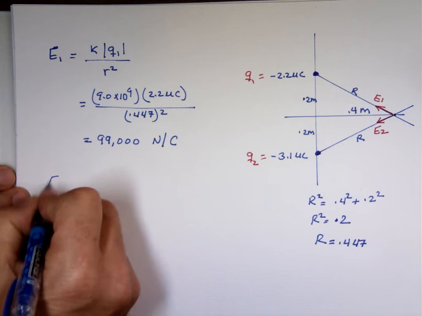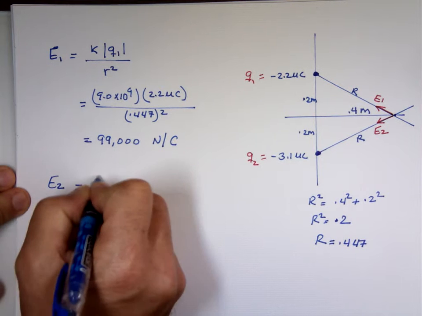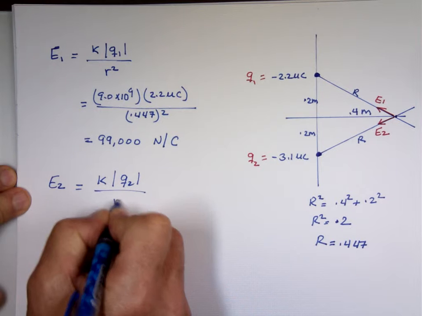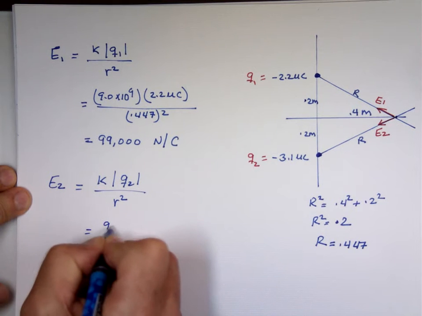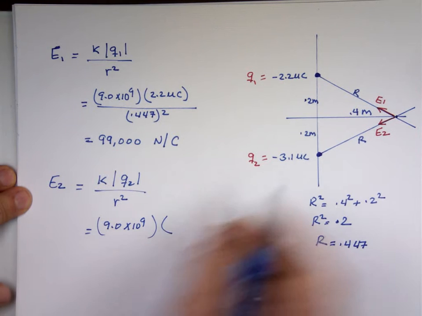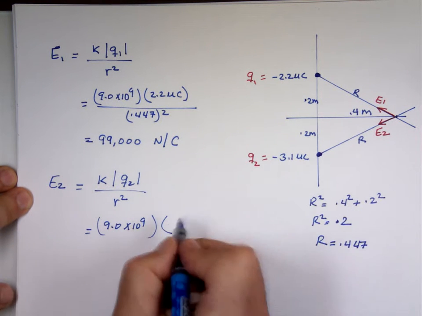What's E2? K times the absolute value of Q2 over R squared. Q2, and what is Q2? That's 3.1 micro.